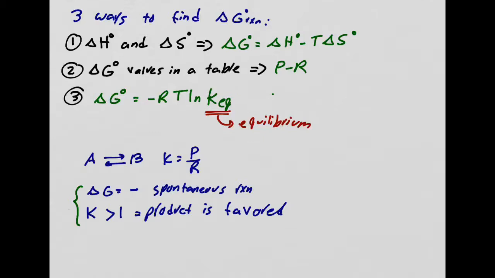Now, what happens if we are not at a standard condition? If you're not at a standard condition, the equation that you can use is delta G equals delta G naught plus RT ln of Q. We can use this when we are not at a standard condition and the system is trying to reach equilibrium. That's why you have Q. You haven't reached equilibrium. You are trying to reach equilibrium. Okay. Now I want to summarize this again.